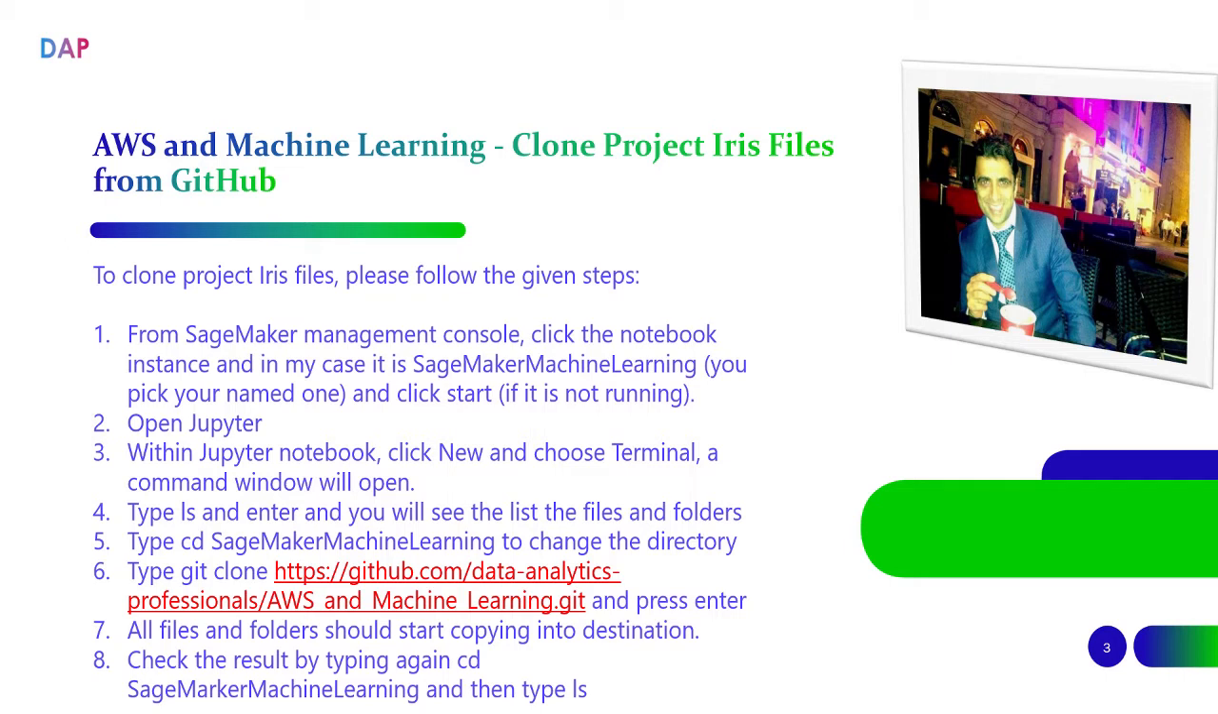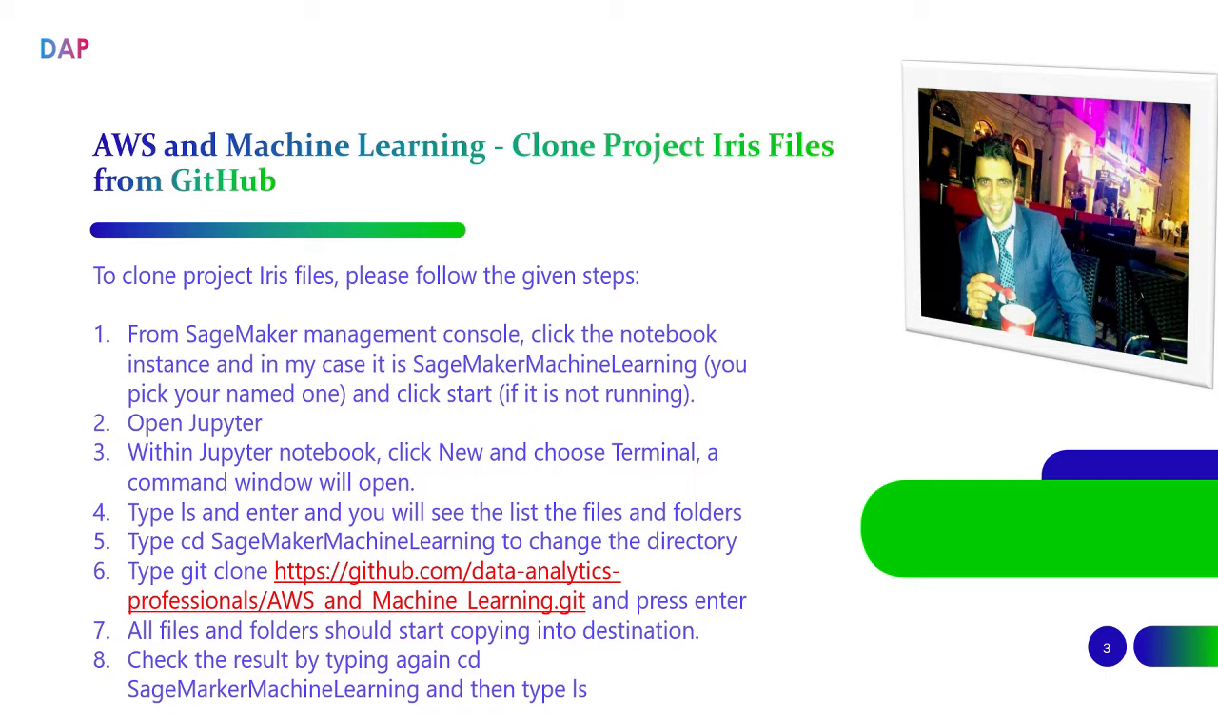Within Jupyter Notebook, click new and choose terminal, and a command window will open in front of you. Then we'll follow some instructions one by one. Type ls just to check what's inside the folders, and type cd to change directory and provide the path of the directory where we want to go, and type git clone to clone the project from any GitHub. Git clone, and then give the address, and it will clone the files and folders at that path.